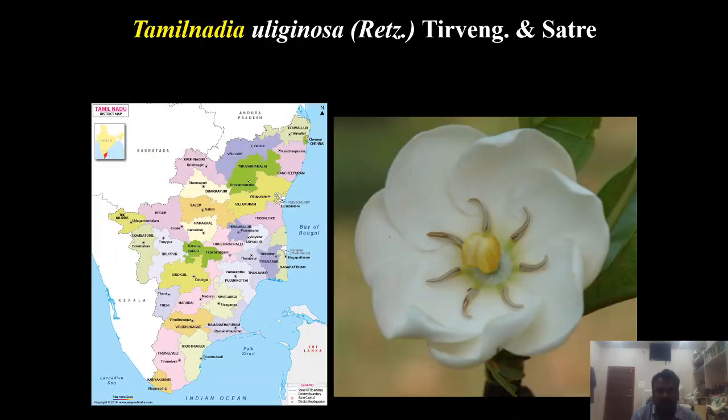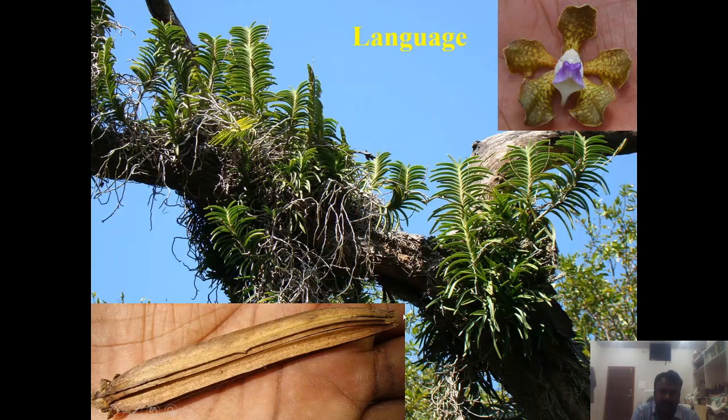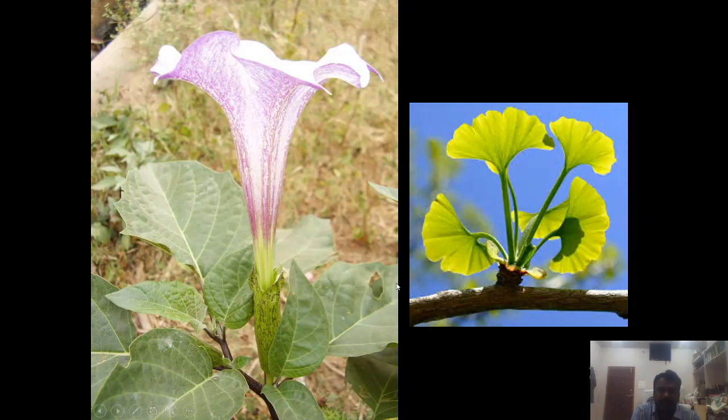Tamil Nadu. This part is Tamil Nadu and this name is Tamilnadia, the genus. Based on character: Echinops echinatus, Acanthospermum hispidum, Hygrophila. And then from language, Vanda, and then Datura, and then Ginkgo.